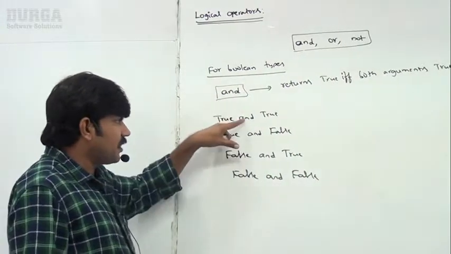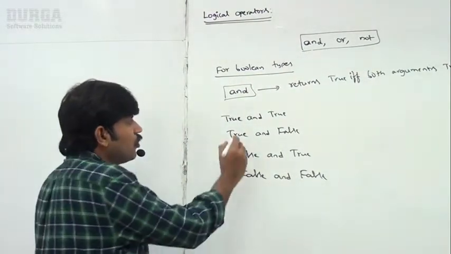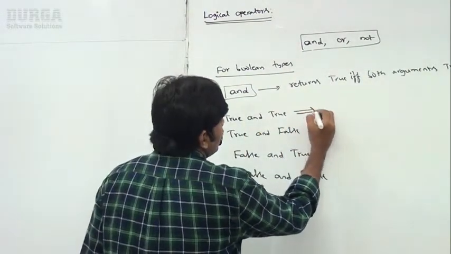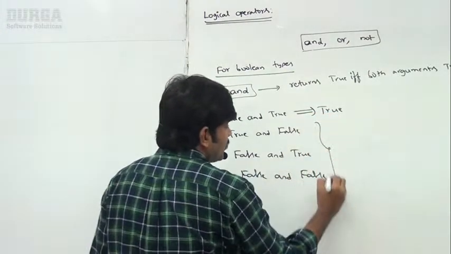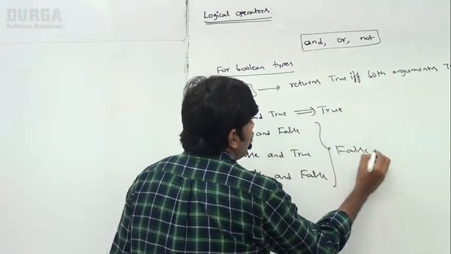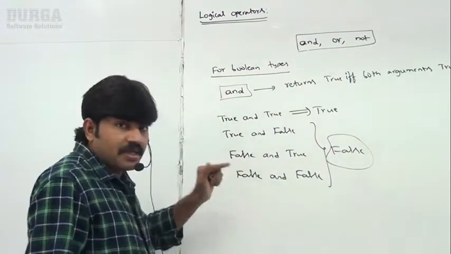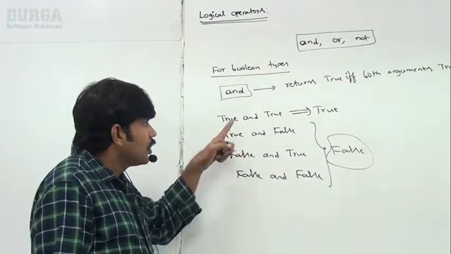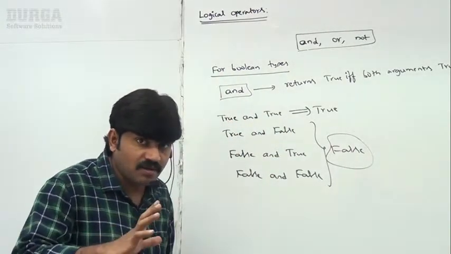The AND operator returns true if and only if both arguments are true. Only in the first case it is true, sir. In all remaining cases it's always going to return false. Remember this, okay? Whenever we are applying the AND operator for Boolean type, only if both arguments are true is the result true. In all other cases the result is always false.